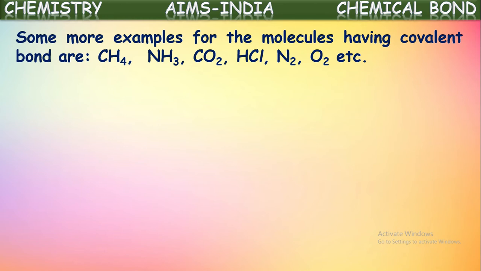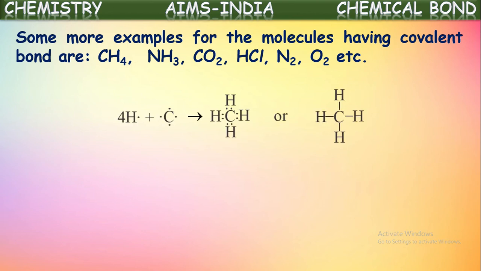See here some other molecules which have covalent bonds in them. We can say these all are covalent compounds, meaning here the molecules are formed by the sharing of electrons between the atoms. CH4, which is commonly called methane, NH3 ammonia, carbon dioxide, hydrogen chloride, nitrogen, oxygen. These all are the compounds which are formed by covalent bond formation.